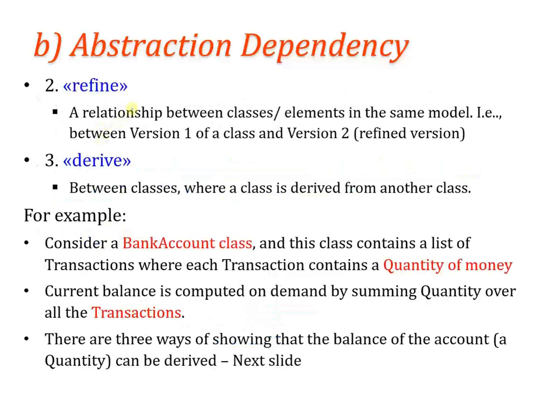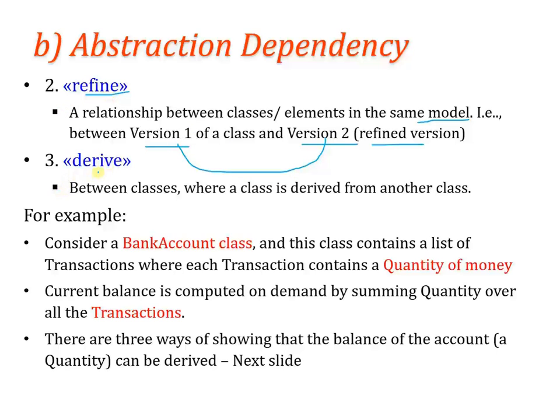The next one is called refined dependency. As the name says, the relationship between classes or elements are the same model but different versions. So assume there is a class of version 1 which is under limited development when compared to that of version 2. So version 2 is called a refined version. Now the connection between these two versions is called refined dependency.